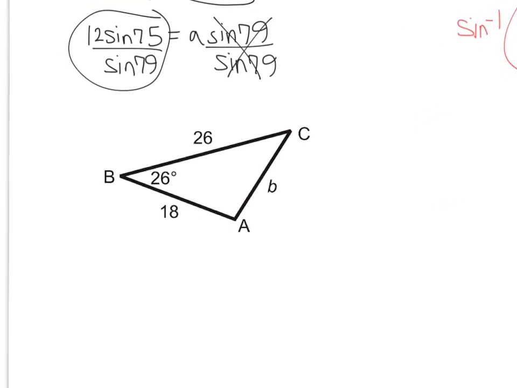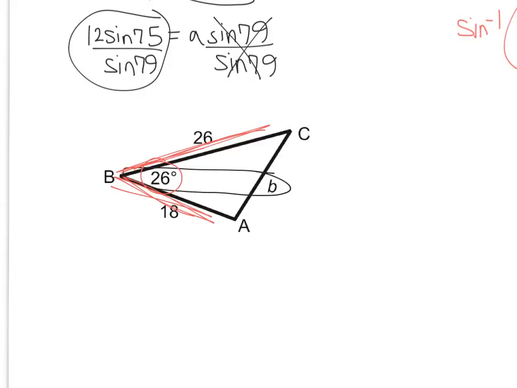Okay, next triangle. If you're trying to find side B, let's first see if we can use law of sines. So I could put these two together and see if I have another side and angle. I don't. I only have two sides. I have the side, angle, side situation. This angle is in between two sides, and I'm trying to find the opposite side. So it's going to be law of cosines.